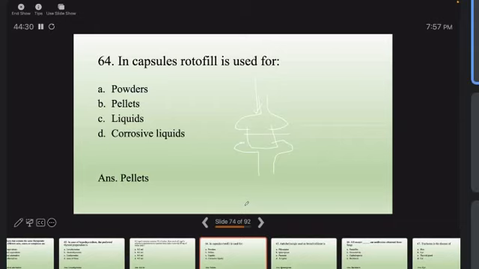Okay, so can you tell me what is the coating of capsule made of? Gelatin. Gelatin, earlier days, what was it made of? Rice flour. Yes, rice flour, correct. So if a question comes, what is the coating of capsule, then we can answer it as gelatin. Let us move on to the next question.